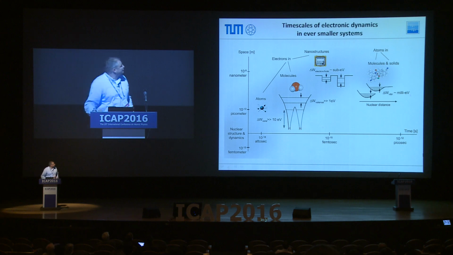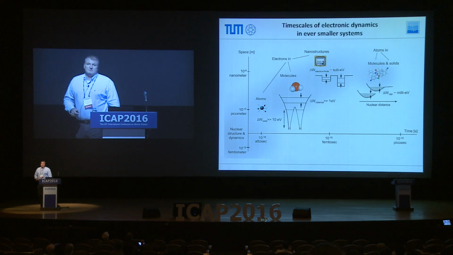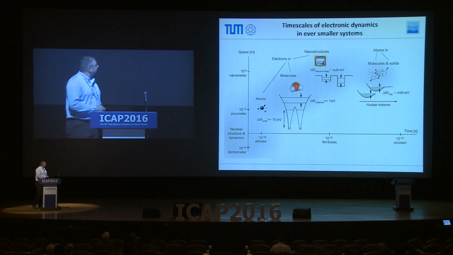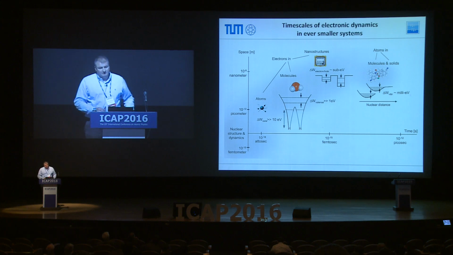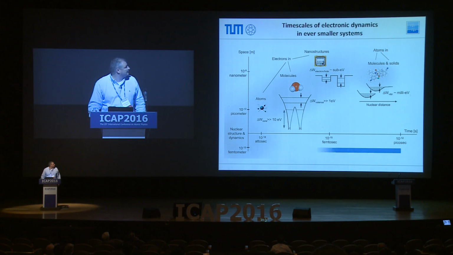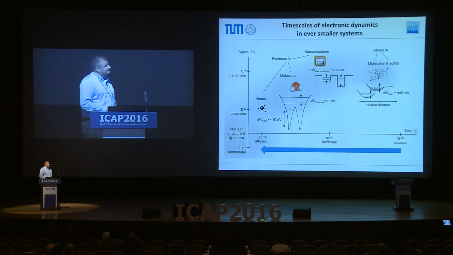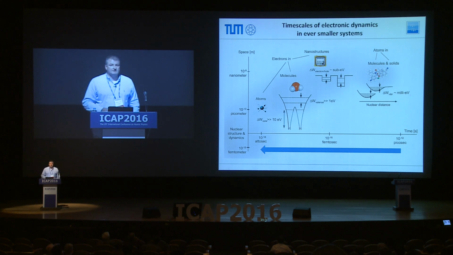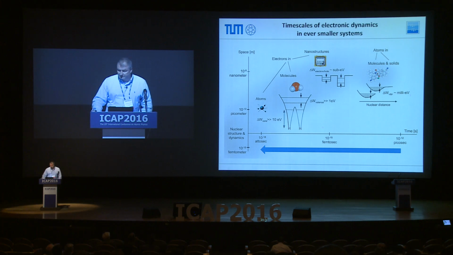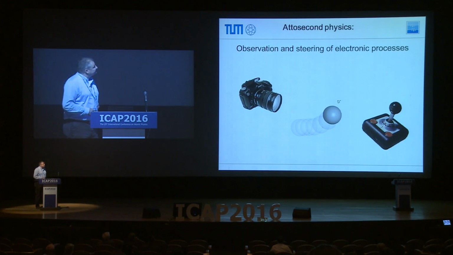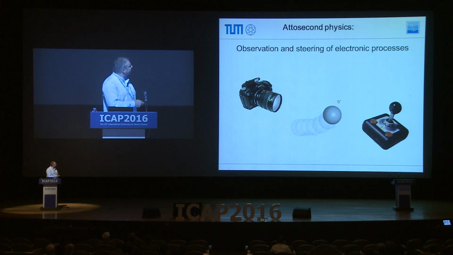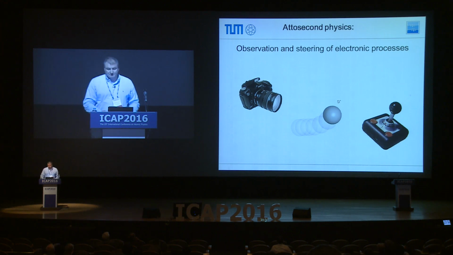As a short introduction, let me make a trip inside matter. You see, when you get deeper and deeper inside matter, not only the spatial dimension shrinks, but also, due to the quantum states involved, the time scale on which processes happen is getting smaller and smaller. So we end up on an attosecond time scale for electronic processes on the atomic scale, and attosecond physics in the end is the observation and the attempt to steer electronic processes.